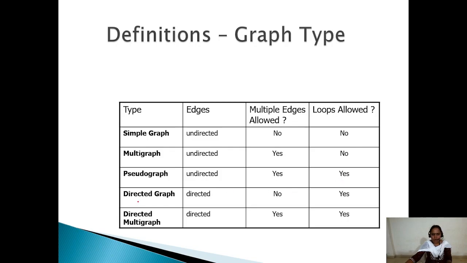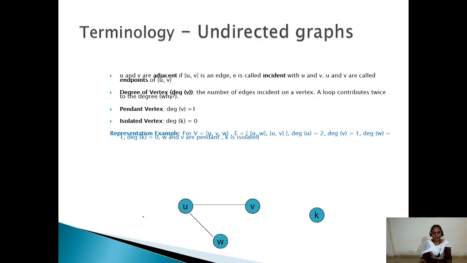What is a directed graph? Directed graph means the direction goes from one vertex to another. Multiple edges are not allowed. Loops are allowed. What is a directed multigraph? This is directed. Multiple edges are allowed, and at the same time multiple loops are allowed. This table is easy to understand. What is a simple graph? What is a multigraph? What is a pseudograph? What is a directed graph? What is a directed multigraph? See, clear? Next.